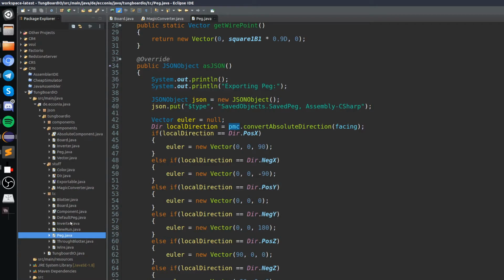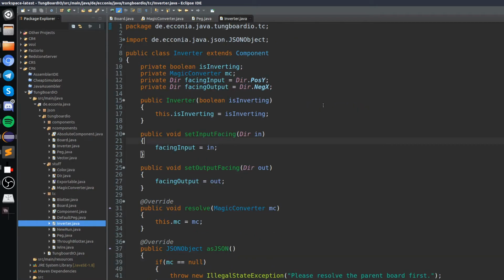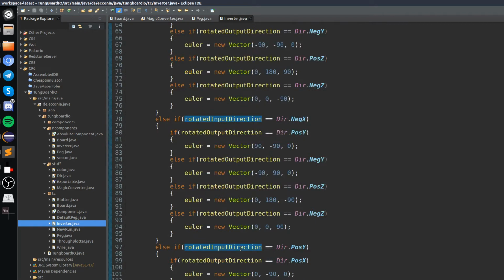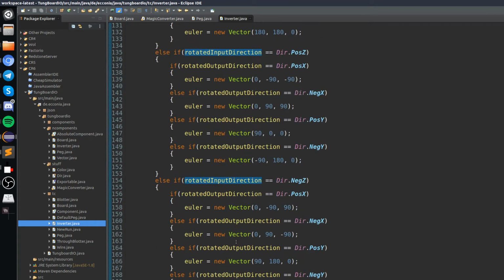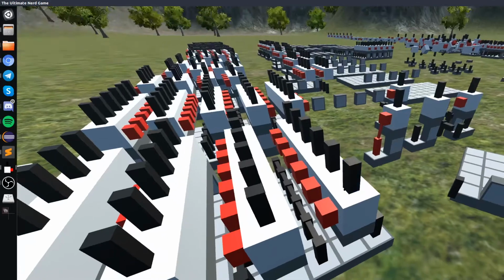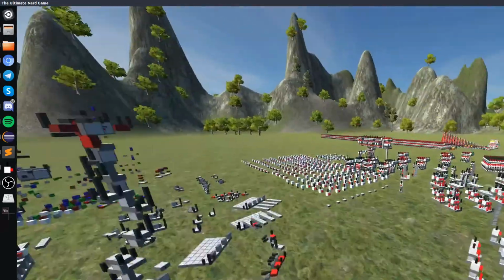Let's have a look. Easy. I have 2 facings, and I got rotate input direction, rotate output direction, and I got this. That's each combination of these two, 24 at that. You can see them over here.